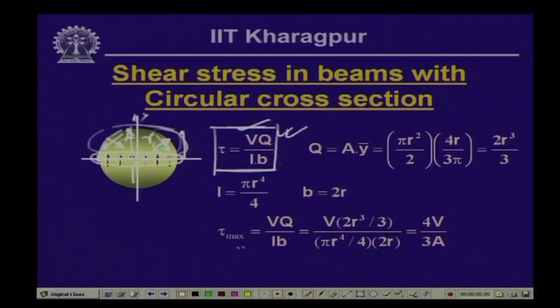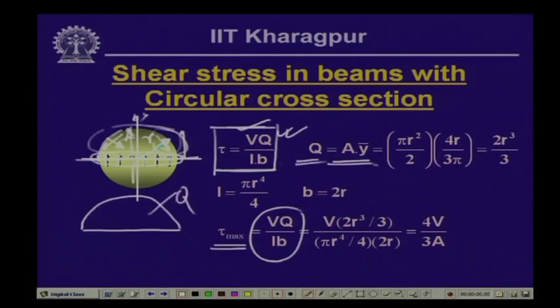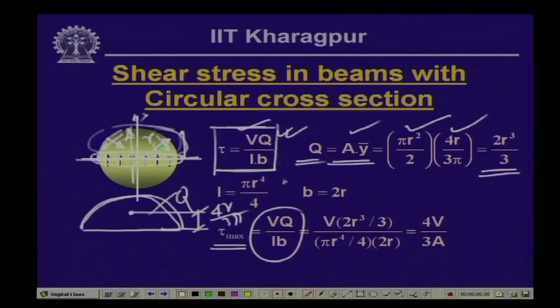Hence, the value of tau max is equal to V Q by I b, for which Q is the first moment of the section above the cross section where we are evaluating the shear stress. So, we take the upper half of the area for evaluating Q. Q is equal to A y bar, and A of the upper half is equal to pi r square by 2, and the distance of the C G from the neutral axis is equal to 4 r by 3 pi. So, this is the value of Q. Also, the value of I is equal to pi r to the power 4 by 4, and b is the diameter, which is equal to twice r.